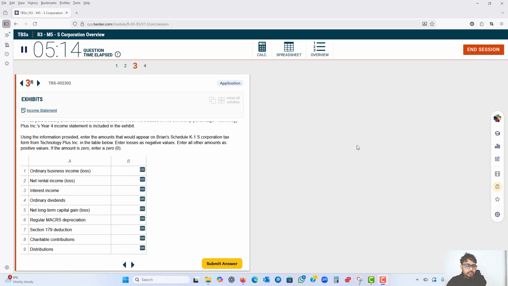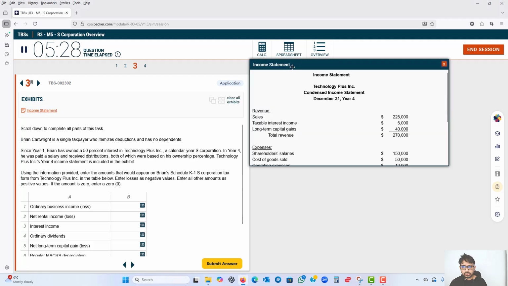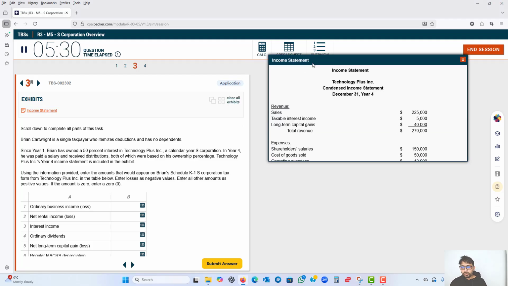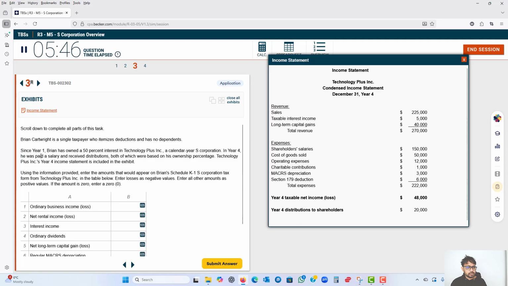Hi, hello everyone. Today we will see how we can calculate the Schedule K-1 of an S corporation, and here is the exhibit. So we can see that the income statement is already given to us, and there are the sales, taxable interest income, total revenue, expenses, everything is given to us.